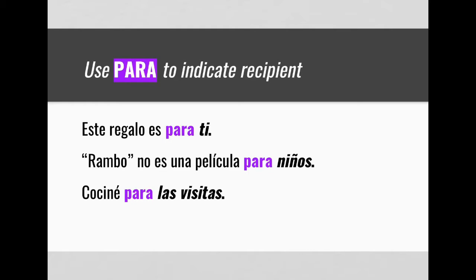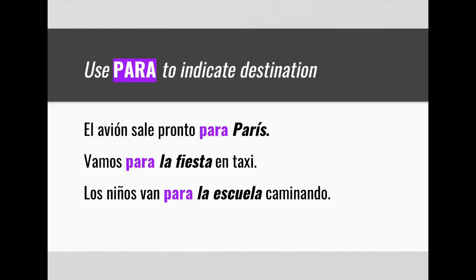Okay? So let's see. We have the last use of para to indicate destination. We have 3 sentences. The first one, el avión sale pronto para París. The plane will leave soon for Paris or to Paris. Vamos para la fiesta en taxi. We are going to the party in taxi or by taxi.